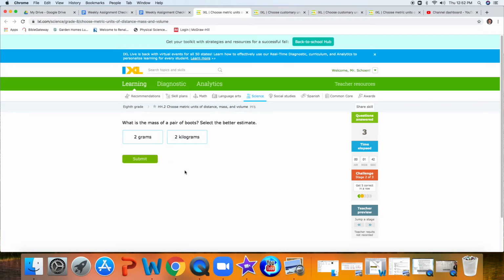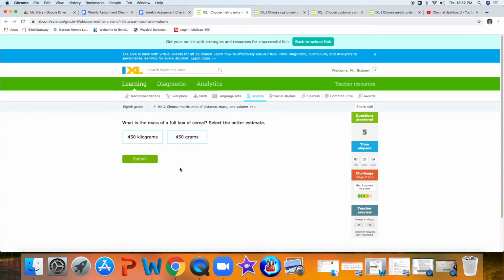We get it right. What's the mass of a pair of boots? Kilograms, again, is a massive amount of grams. 2 grams is a really, really small amount. Which one do you think is going to be the best? What's the mass of a bicycle? 9 grams is really, really a small amount. Kilograms is probably going to be best for us there.